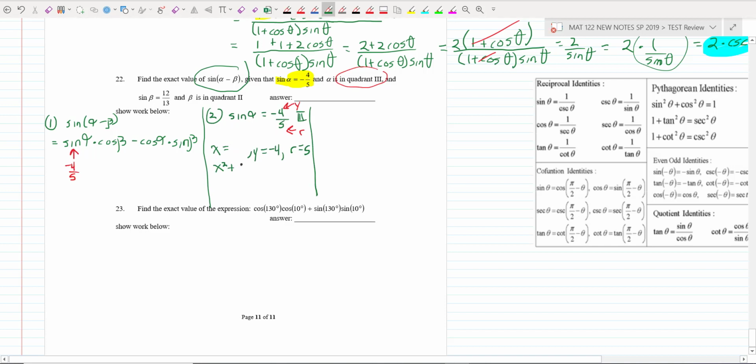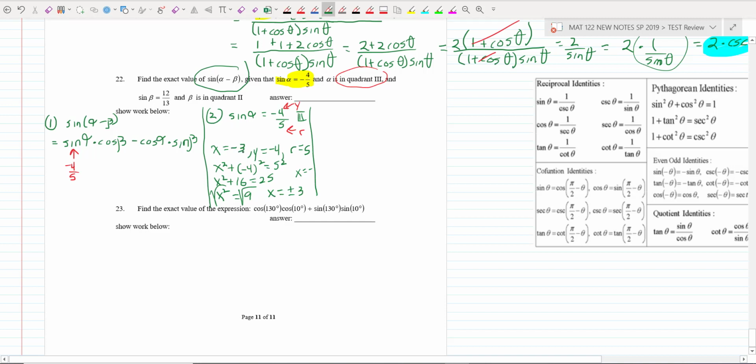We'd have x squared plus y squared equals r squared. So that's x squared plus 16 equals 25. Subtract 16 from both sides. You can do that in your head if you want to. That's x squared equals 9. Then when you take the square root of both sides, you technically get x equals plus minus 3. So the thing is, you're in quadrant 3, and if you're in quadrant 3, x is a negative number, so that's going to be negative 3 like that.